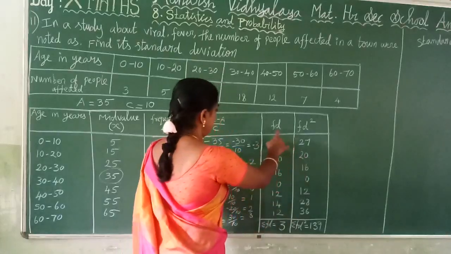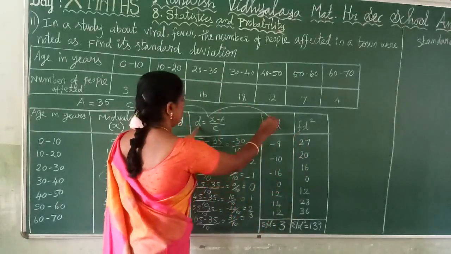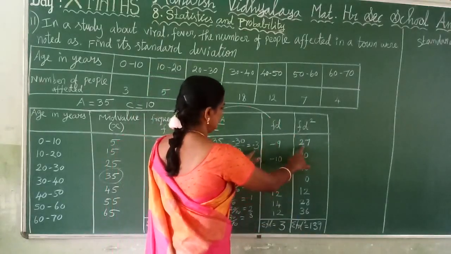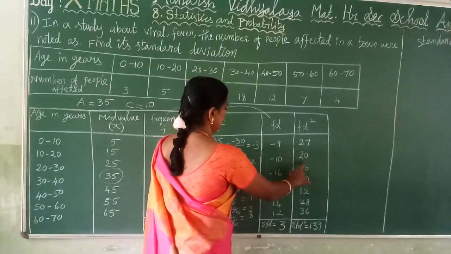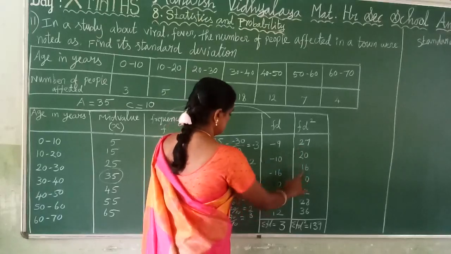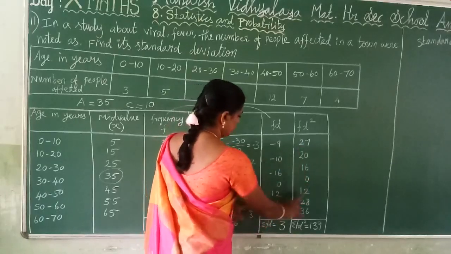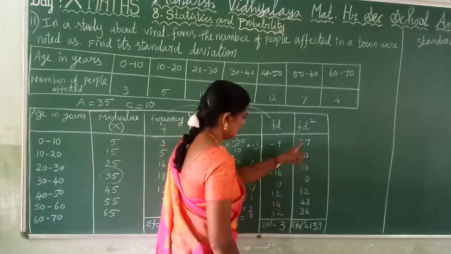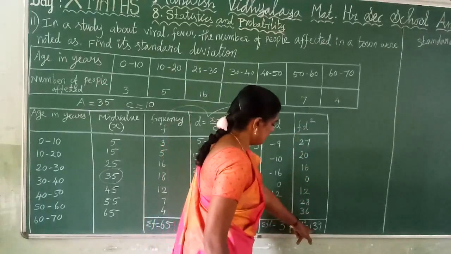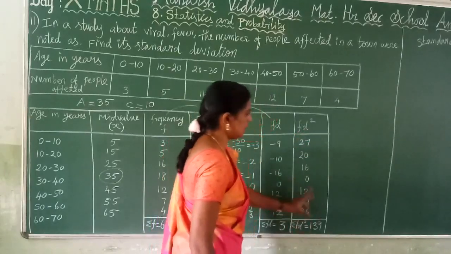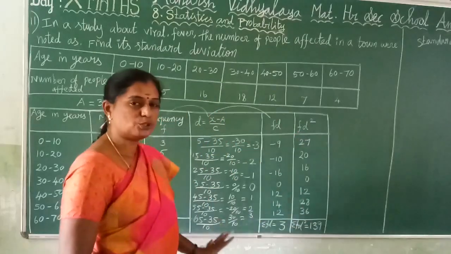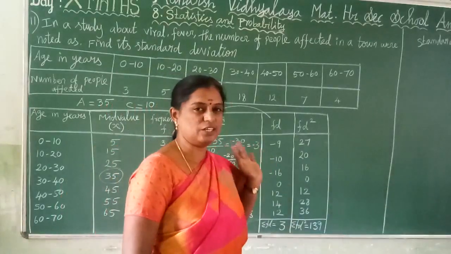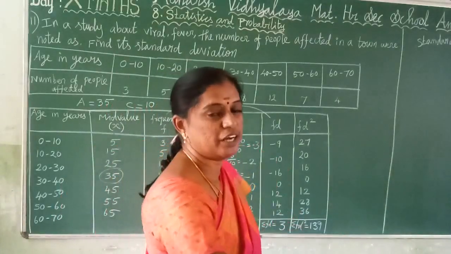Next f into d square, meaning d into f d. Minus 3 into minus 9, plus 27. Minus 2 into minus 10, plus 20. Minus 1 into minus 16, 16. 0 into 0, 0. 1 into 12, 12. 2 into 14, 28. 3 into 12, 36. So add all these. What is the summation of f d square? 139. So you substitute carefully.